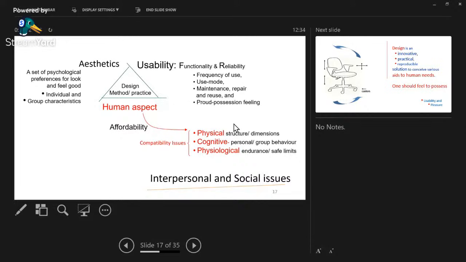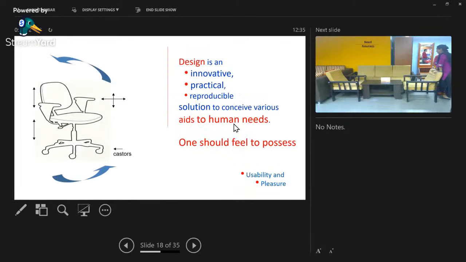Here the affordability, and the physical, cognitive, and physiological ergonomics are considered. The interpersonal and social issues are there. So now, the design we can say is innovative, a product, practical, etc. Everything has to be considered.